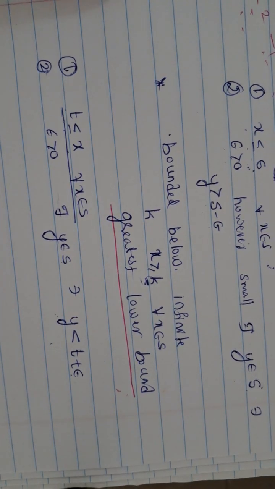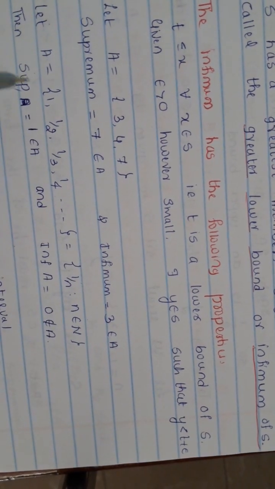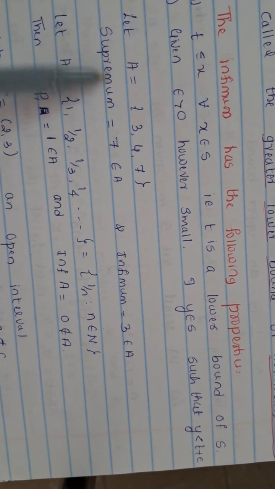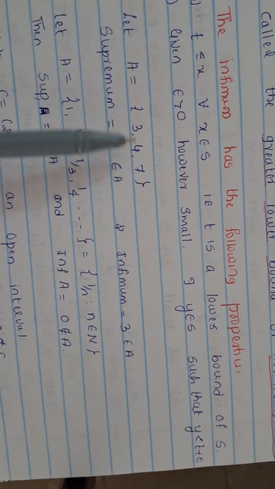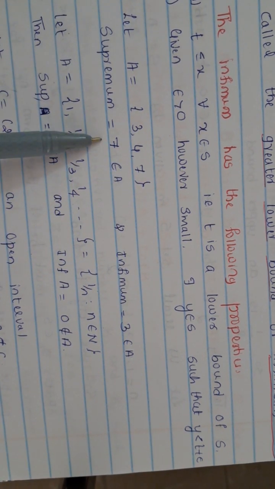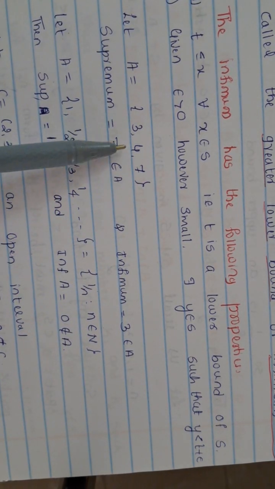So now let's see some examples. The infimum has the properties I have discussed. Now let us see some examples. Let A be equal to {3, 4, 7}. In this we have the upper bound as 7 and the lower bound as 3. The least among all the upper bounds is 7. That is the supremum, which belongs to the given set. And the greatest among all the lower bounds is 3. So therefore 3 is the infimum. So in this case, both the infimum as well as the supremum are part of the given set.